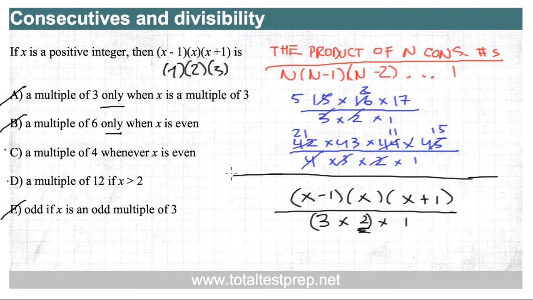We need to figure out whether this product, (x minus 1) times x times (x plus 1), is a multiple of 4 whenever x is even, or a multiple of 12 if x is greater than 2. Well, we can just check the numbers we plugged in at the beginning. If x is 2, in which case it's even, then we have 1 times 2 times 3, which is 6. But 6 is not a multiple of 4. We've shown that whenever x is even, it's not always the case that the product is a multiple of 4. So by the process of elimination, we're left with D.